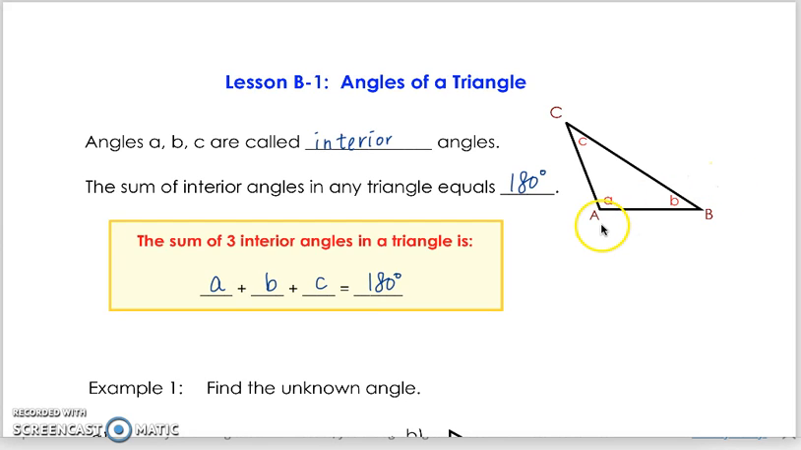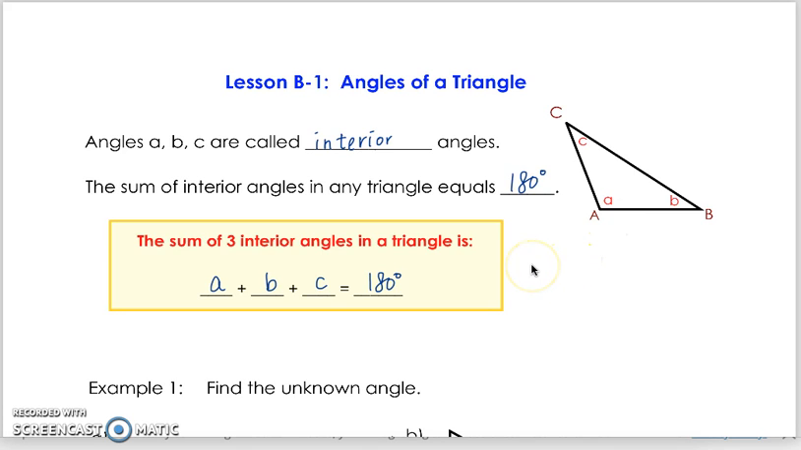Here we have triangle ABC, so the vertices of this triangle are labeled using uppercase letters, and the interior angles are labeled using lowercase letters, A, B, and C. So we call these angles A, B, C the interior angles of a triangle because they are found inside a triangle and they always add up to 180 degrees.